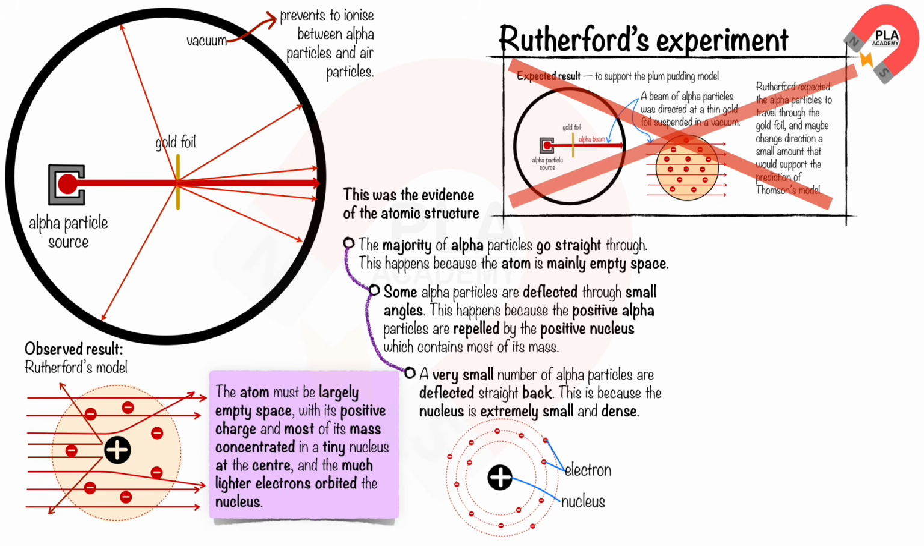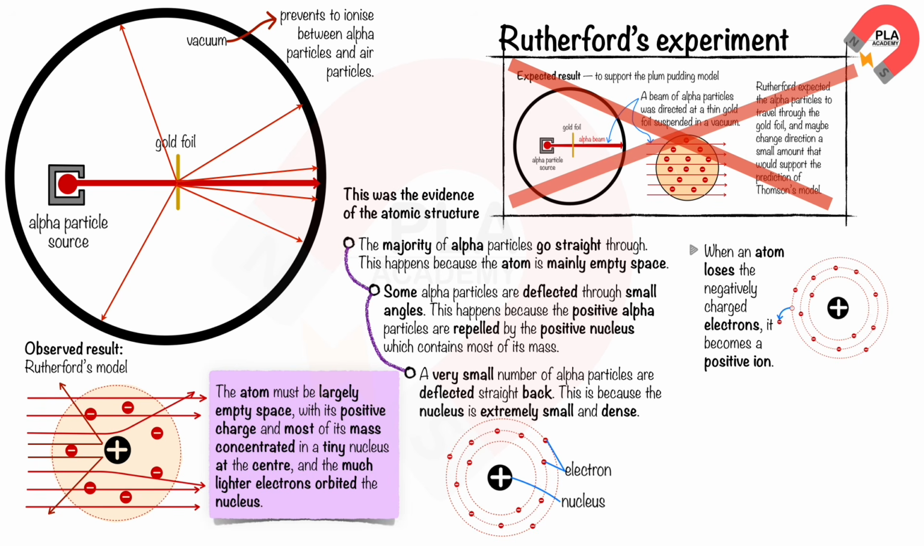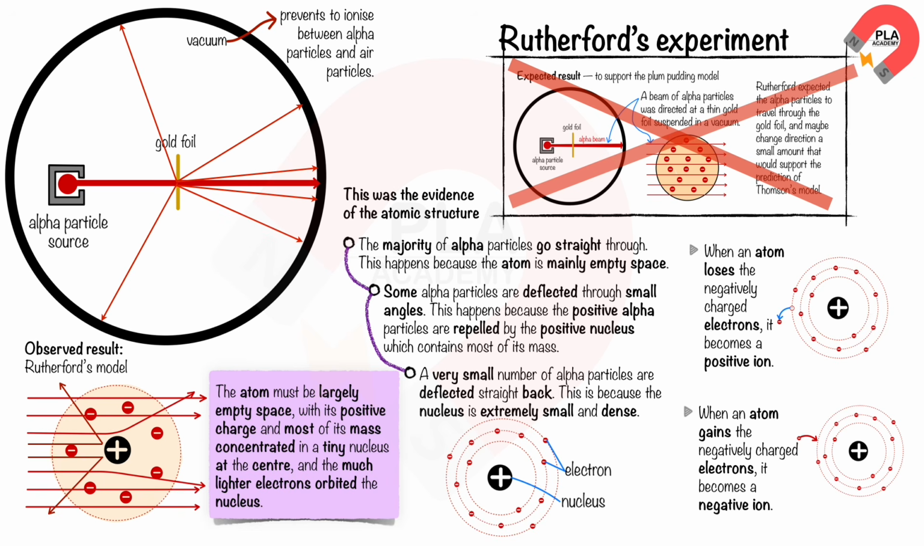Atoms and ions. Normally, atoms are electrically neutral. This means they have the same number of positively charged protons and negatively charged electrons, cancelling each other out, so the net charge is zero. This is called a neutral atom. When an atom loses negatively charged electrons, it becomes a positive ion. When an atom gains negatively charged electrons, it becomes a negative ion.